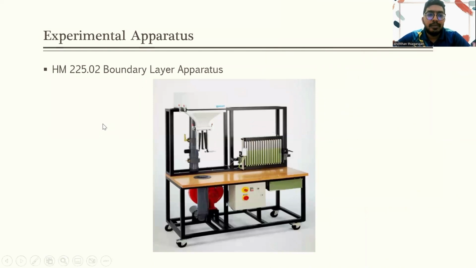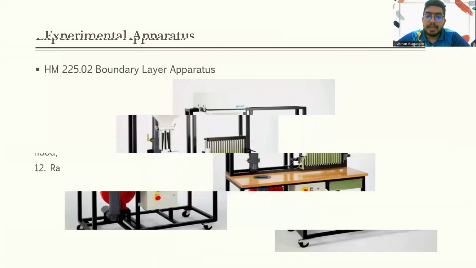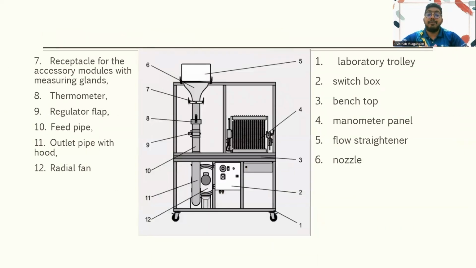First, we are going to see the apparatus that we use for our experiment. We use the HM225.02 boundary layer apparatus. This is the image of the apparatus we use in our lab. In this apparatus, we have 12 elements. First is the laboratory trolley.